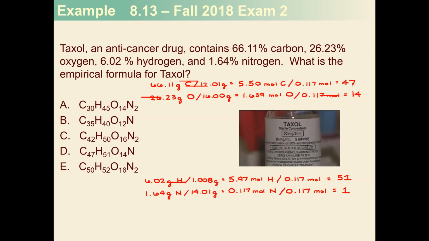So the nice part about this is that even though this is a really complex compound, they all come out to integer values. So let's go ahead and look at our answers, and you will see that answer D has these correct ratios. There are 47 carbons, 51 hydrogens, 14 oxygens, and 1 nitrogen. The empirical formula for Taxol is C47H51O14N.